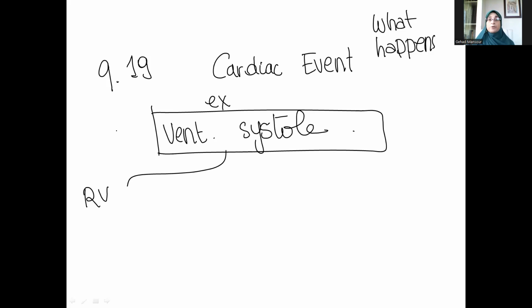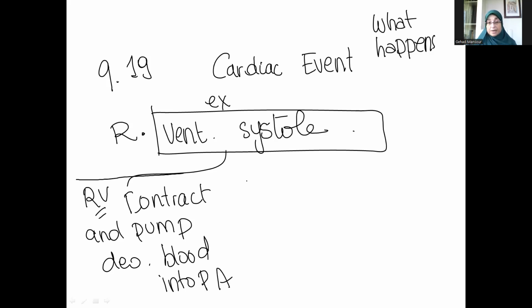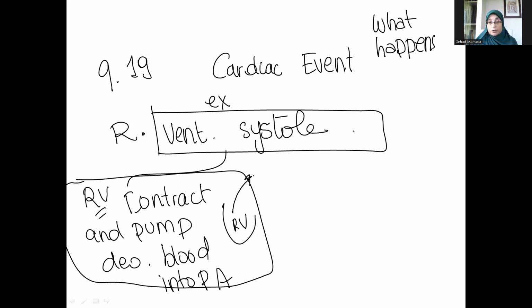Let's here, for example, talk about right ventricular systole. The right ventricle will contract during systole and pump deoxygenated blood into what? Into the pulmonary artery. This is the basic piece of information on which you're going to base all the rest. Because if the right ventricle pumps deoxygenated blood into the pulmonary artery, then the pulmonary valve should be open and the tricuspid valve should be closed.